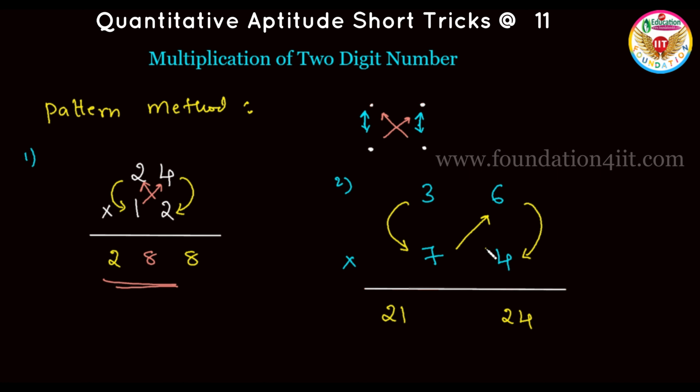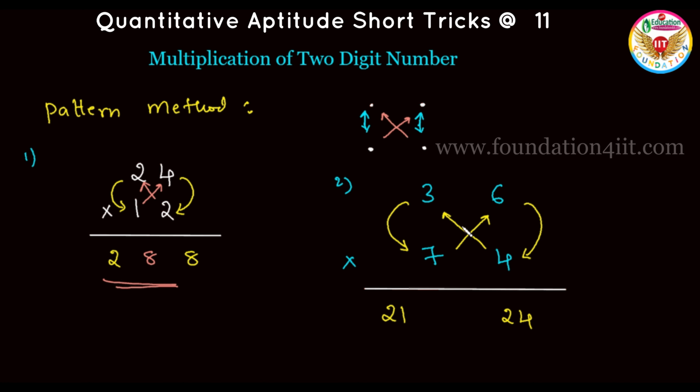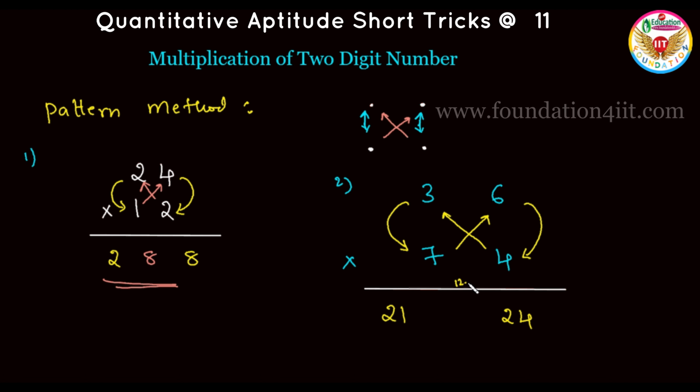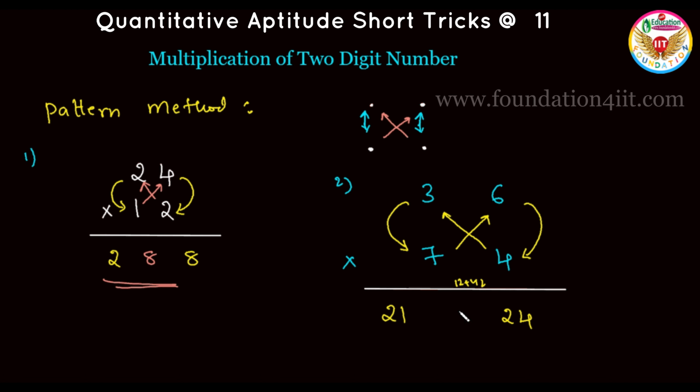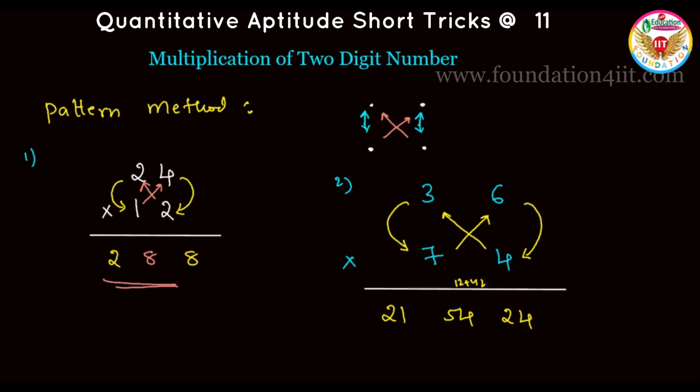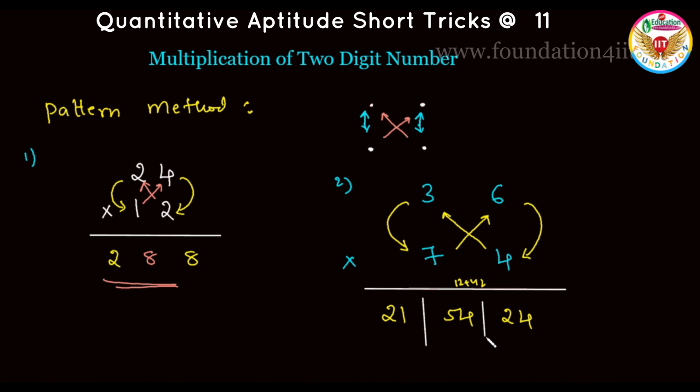So 7 into 6 plus 3 into 4. 3 4s are 12, plus this is 42. So 12 plus 42, this is 54. 54, right. But we have only two digit places, so now we have to take the carryover.